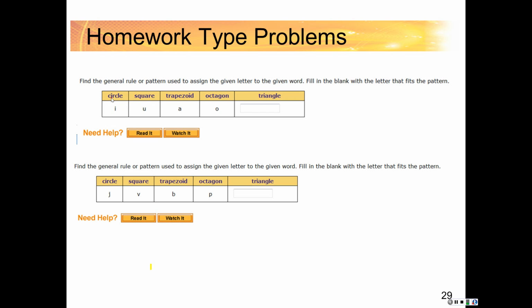So if you notice, I have circle, square, trapezoid, and octagon. The first vowel of each one of these words is the answer. So I would expect I to be the answer for triangle. This one is a little bit different, but along the same concept. If I look at the vowels, I have I, J, U, V, A, B, O, P, so I expect this to be I, J.